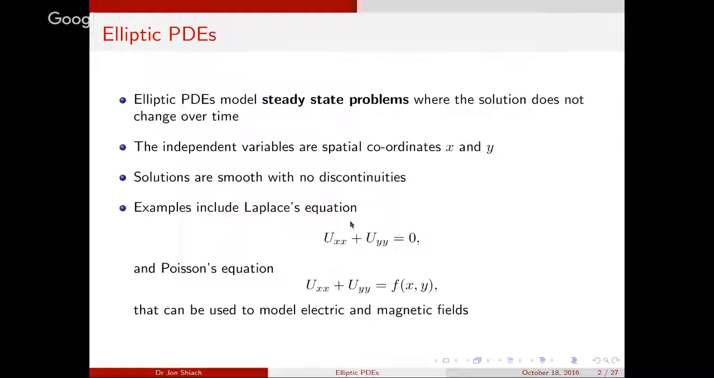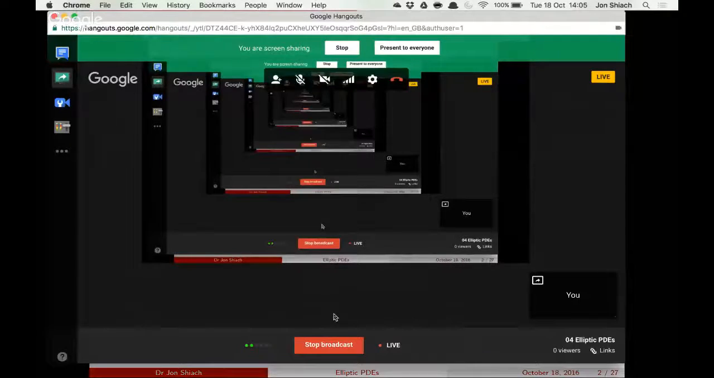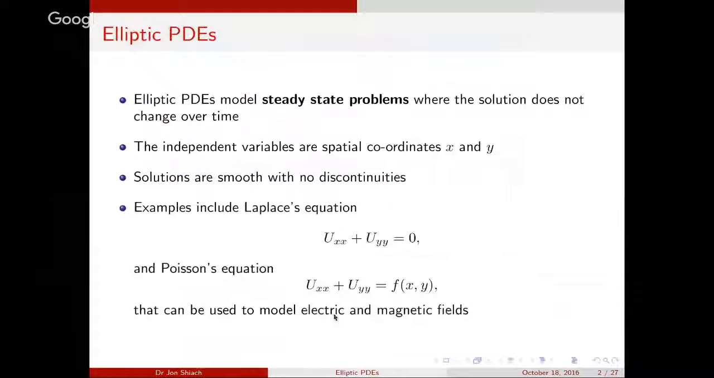Poisson's equation is very, very similar. Stick a function on the end, a function of x and y. Whereas that's 0, that could be a constant, a number, or any sort of function of x and y. And these are used to model gravitational, electrical, magnetic fields, that sort of thing. So that's what we're going to be looking at both today and next week, mainly the solution of Poisson's equation.